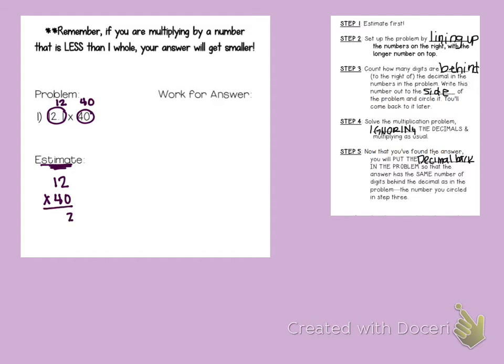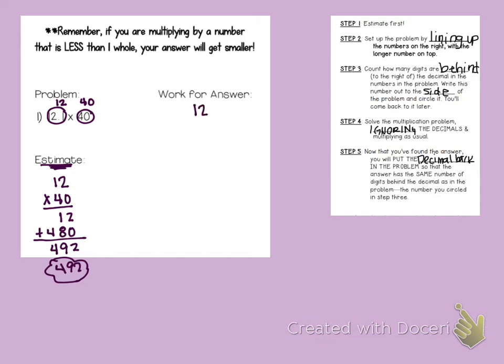0 times 2 is 0, 0 times 1 is 0. Remember, we annex a 0 to hold place value. 4 times 2 is 8, and 4 times 1 is 4. So if we add these numbers together, 0 plus 0 is 0, 8 plus 0 is 8, and then we have a 4. Okay, we get 480. So we're looking for something near 480. Okay, so that was our estimate.